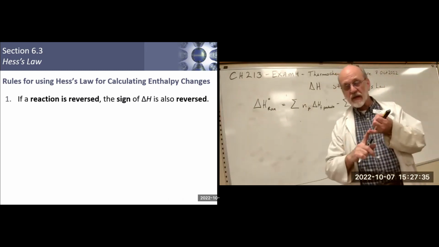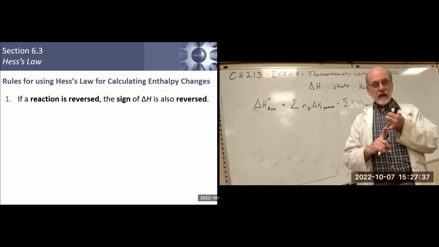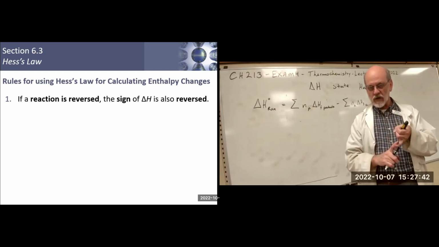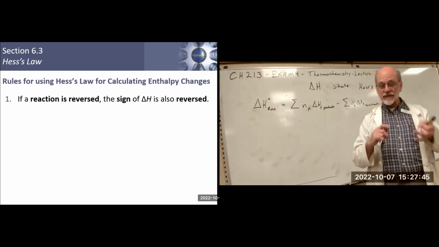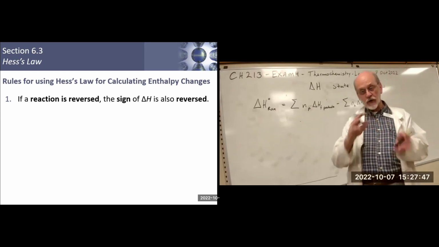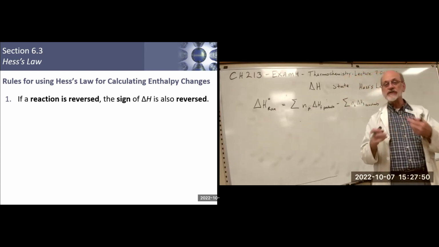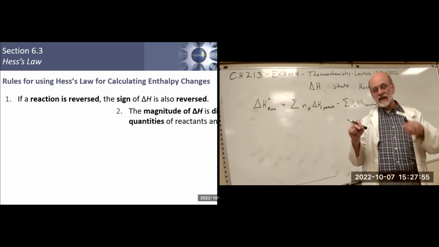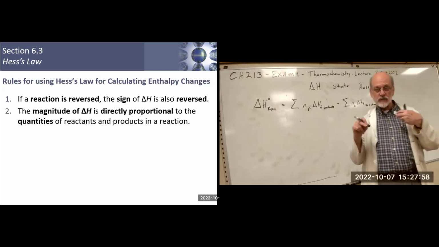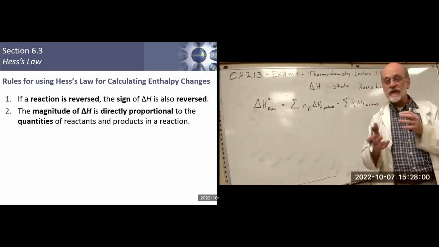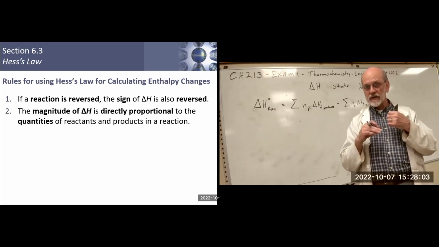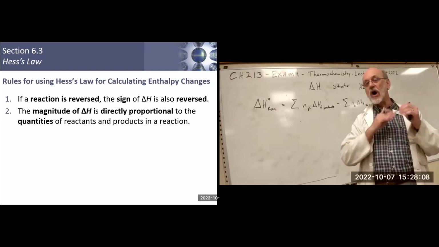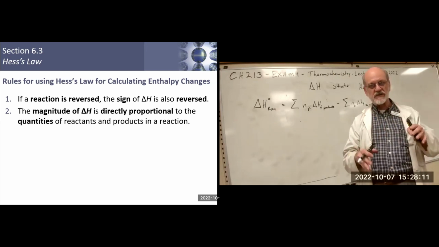Actually, rule number one is whatever you do, the individual equations must add together to the target equation. And the way you get there is if you have to reverse one of those equations, you change the sign on the enthalpy for that equation. Then, if you have to change the coefficient for any one of the components in the secondary equation, you've got to change all of them the same. The ratio must be constant.